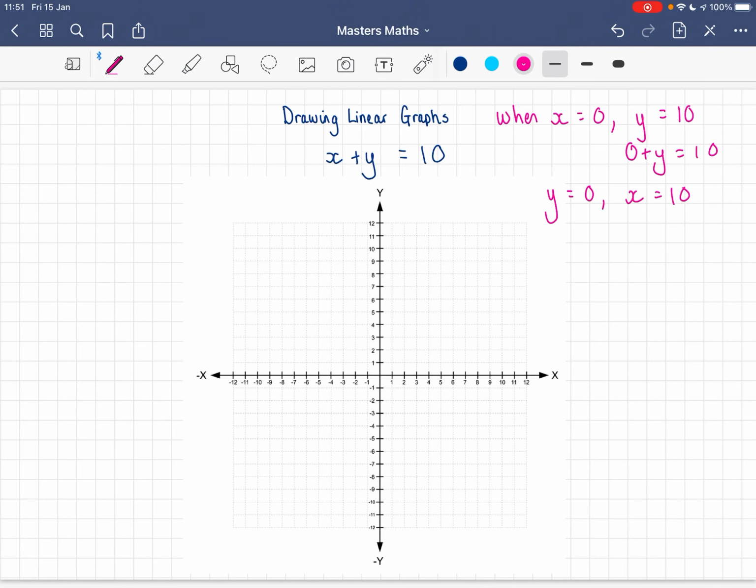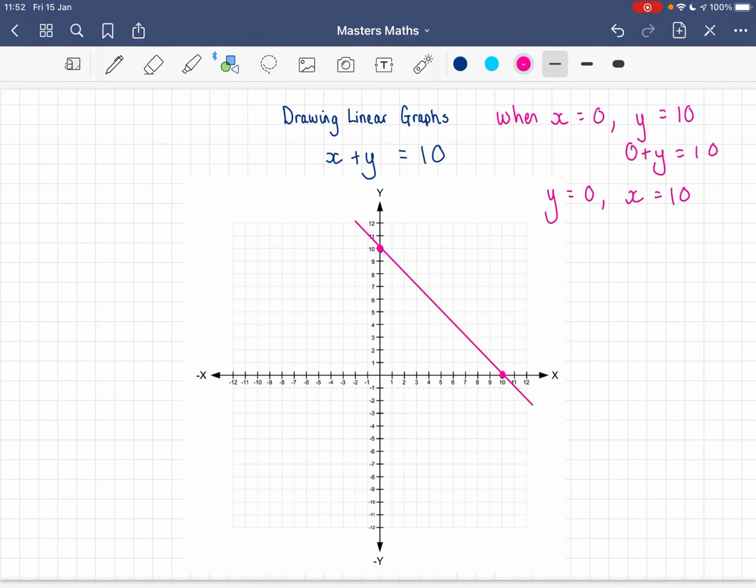That gives you two coordinates that you can plot on both axes. So when x is 0, y is 10, means your graph is going up to here. And when y is 0, x is 10, so it's also crossing the x-axis there. When you've got 2 points, especially if they're quite far away, like these ones are, you get a good idea of what your graph should look like. And you can just join those points up and again extend it where you need to, like that. So that is the graph x plus y equals 10.